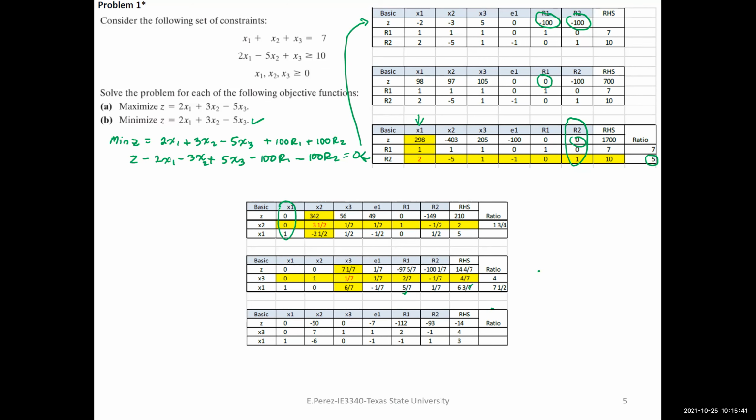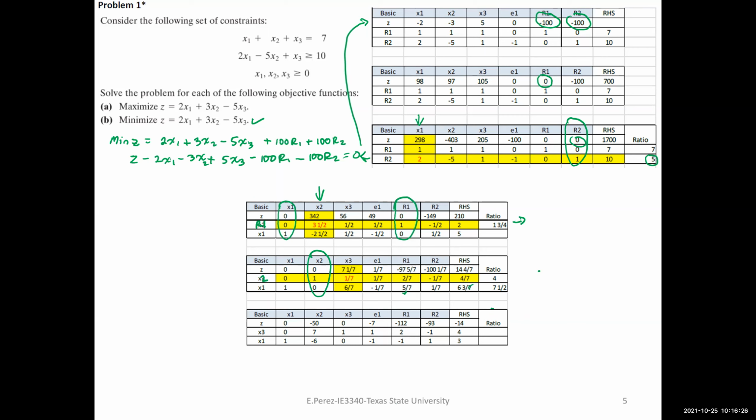This should be R1 here. So we have completed the first iteration, and now we look for the largest positive coefficient. That will be x2. x2 is going to enter, and R1 is going to leave. So this should be x2 here. We do the elementary row operations to make sure that this column now looks like this column.